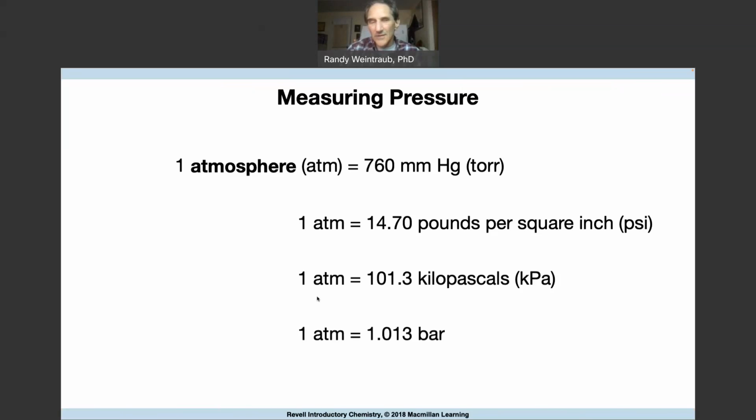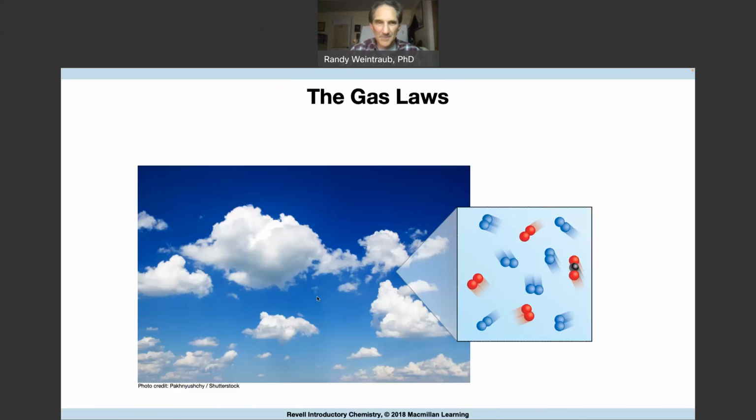And one more unit, 1 atmosphere equals 1.031 bar. Not necessary to remember all those units, of course. If you need to, you know, refer to conversion tables or conversion factors.